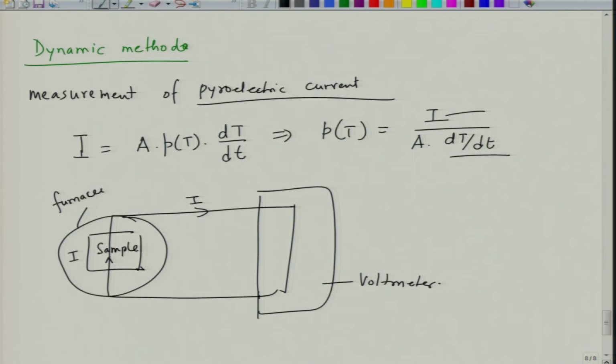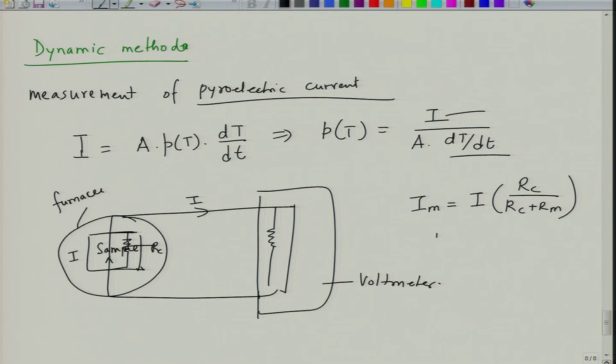And so if you have a circuit like this, let us say the resistance of the sample is Rc, and the resistance of the measuring circuit is Rm, then we can say Im will be equal to I into Rc divided by Rc plus Rm, where Rc is the sample leakage resistance basically, okay, and Rm is the device resistance, right.